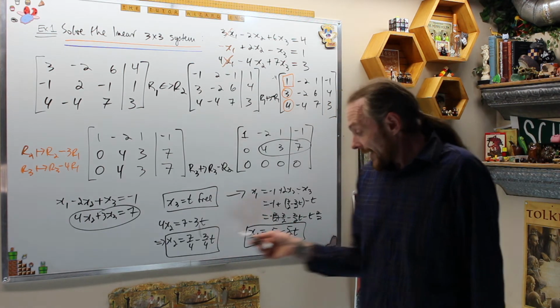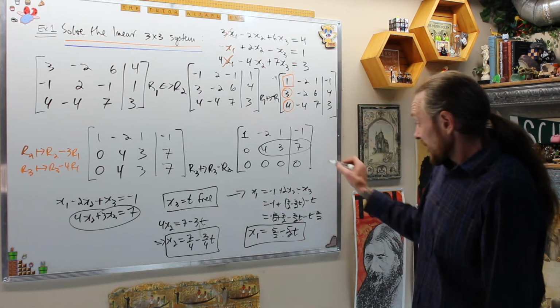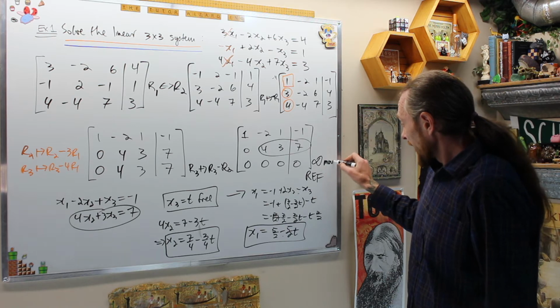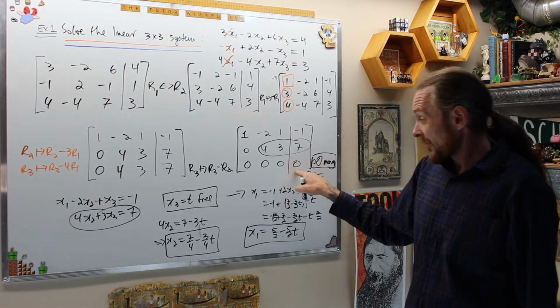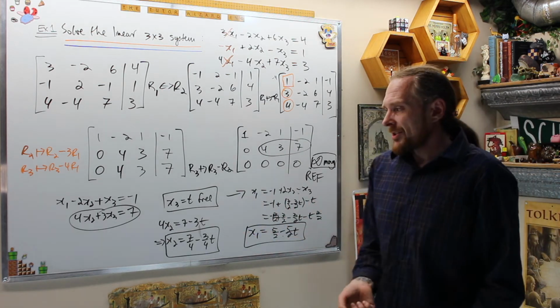Now I have all three dependent on one free variable. This is the infinitely many solutions. So in REF, I can tell I have infinitely many solutions. I had a row of zeros, which means I'll get one free parameter. Let's write that nicely in the general solution.